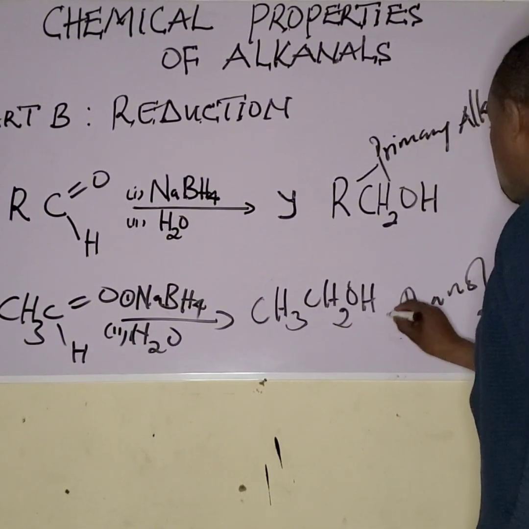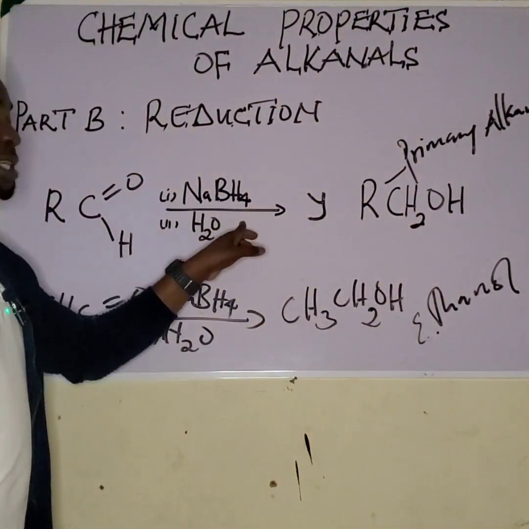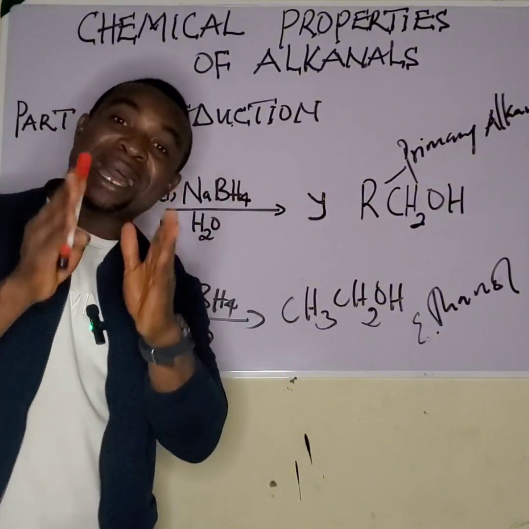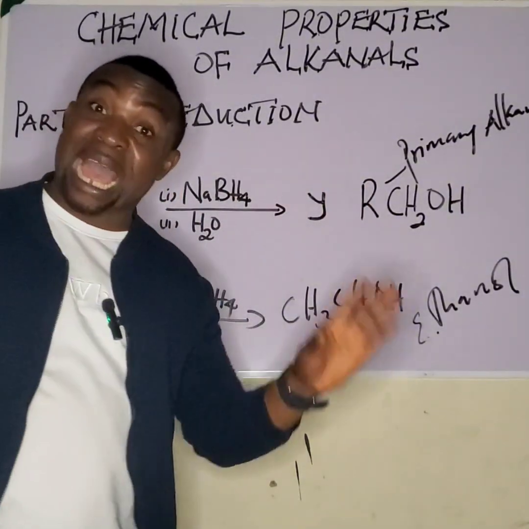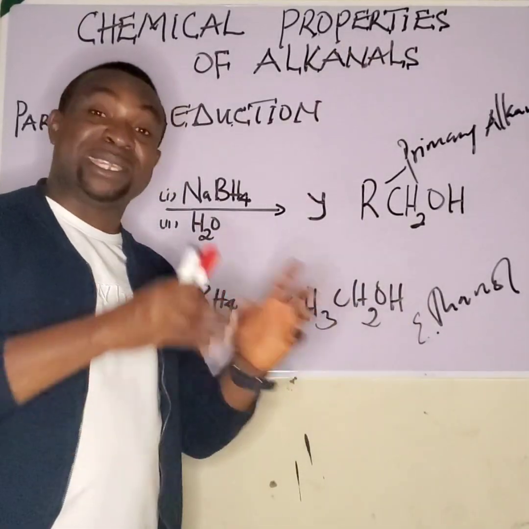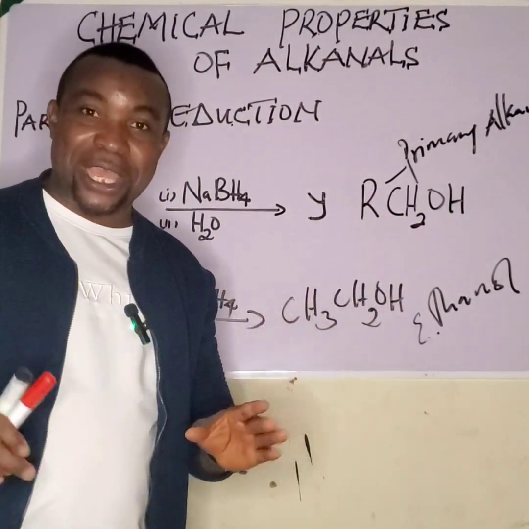So when you react an alkanal with a reducing agent, sodium tetrahydridoborate(III), you are going to get a primary alkanol. It must be a primary alkanol. You have to indicate it, because if it happens to be a secondary alkanol, you are talking about a different thing altogether.